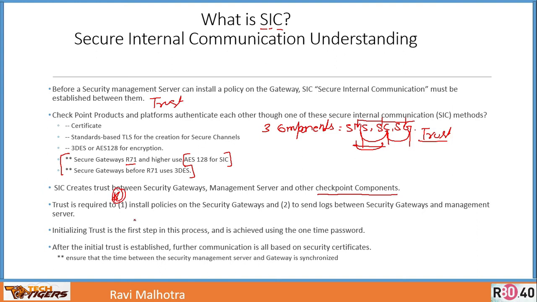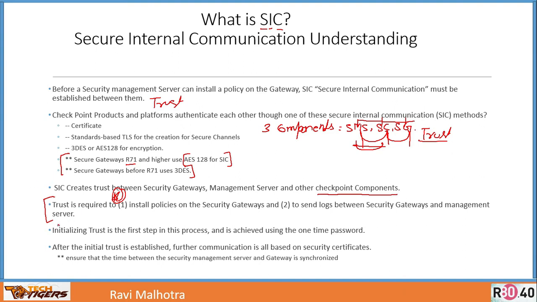If there is no trust established between the security gateway and the security management server, guys, you will not be able to install a policy. You will get an error message that the communication over port number 18191 has failed. And if SIC is not established, you will also not be able to send logs between security gateways and the management server. This is the reason why we need to create a trust: if I want to manage a security gateway from the SmartCenter server, fetch a policy, and send logs from the security gateway to the security management server.